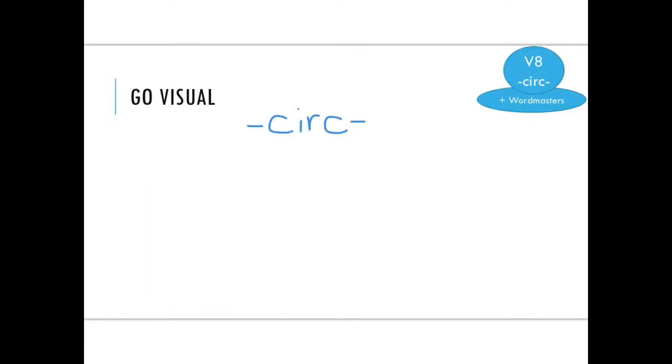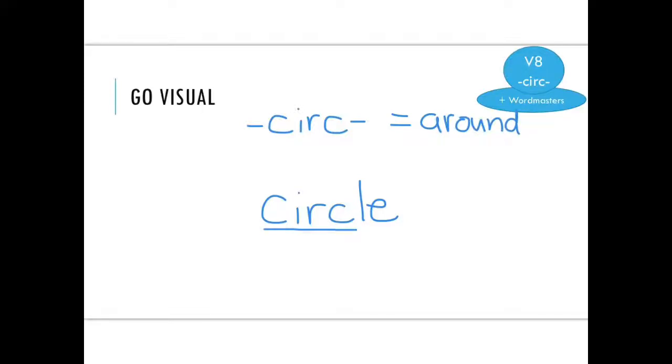When I see the root circ, the first word that springs to mind is the word circle. This is pretty telling. Circ actually means around. So whenever I think of the word circle, I actually think of a big C with an arrow that is going around, just like a circle. Make sure to draw or create your own visual for the root circ.